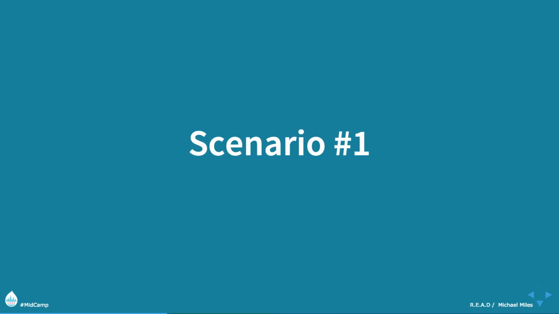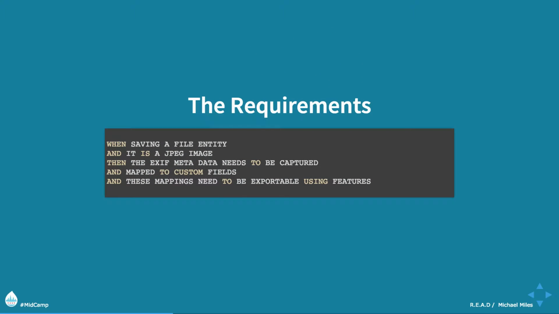So the first scenario, in my requirements, which I've cleaned up in a pseudo Behat Gherkin language, I wish all my requirements came to me like this. It says, when saving a file entity and it's a JPEG image, then the EXIF metadata needs to be captured and mapped to custom fields, and these mappings need to be exportable using Features.